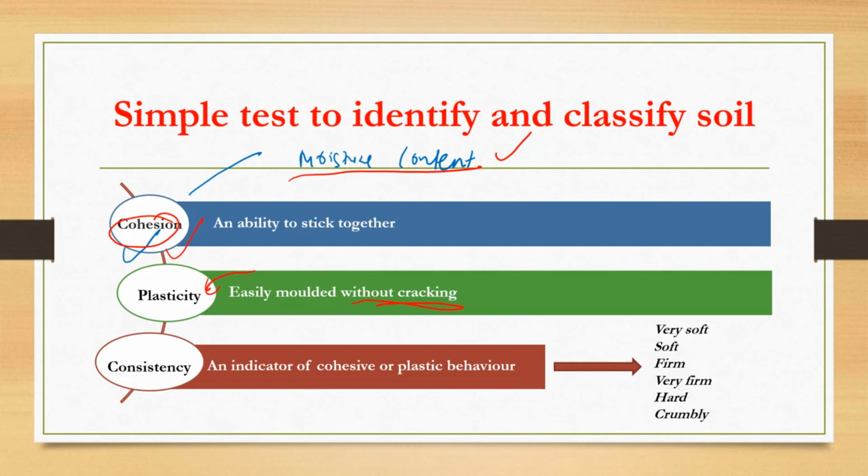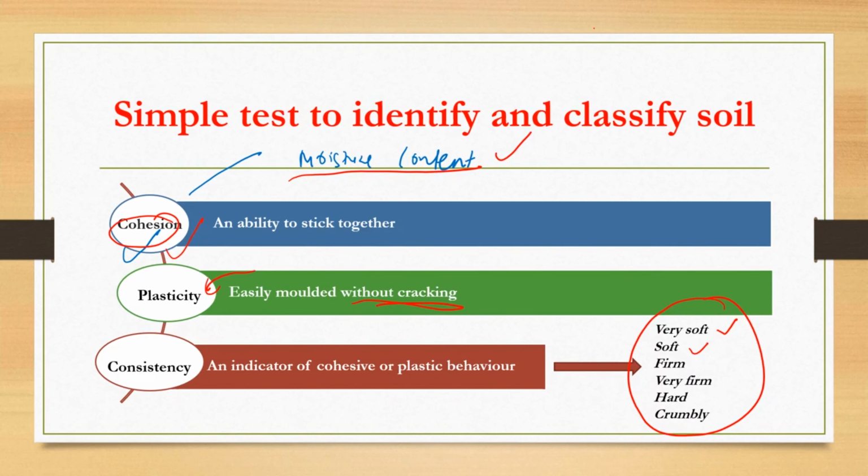And if you're talking about consistency, you are referring to this: whether the soil is very soft, soft, firm, very firm, hard, or crumbly. What does this mean? At its natural moisture content, you take a handful sample of soil and try to squeeze it between your fingers. If it exudes between your fingers, it means that it is very soft. If it is very easy to mold and sticks to your hand, but does not exude between your fingers, that is categorized as soft. If you're talking about firm, it means that it can still be molded easily, but you need a moderate pressure.